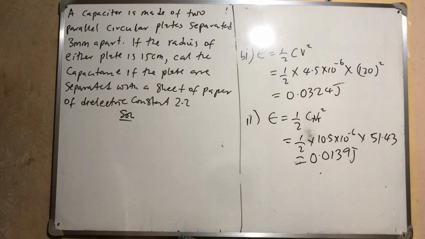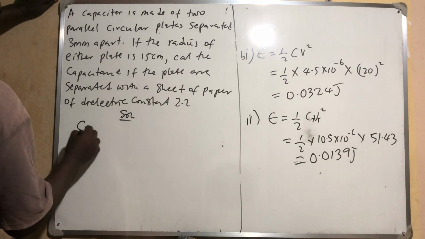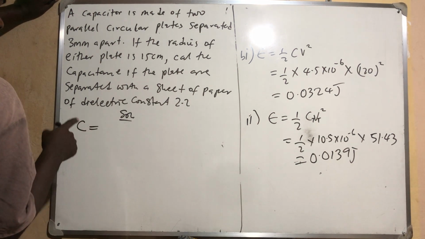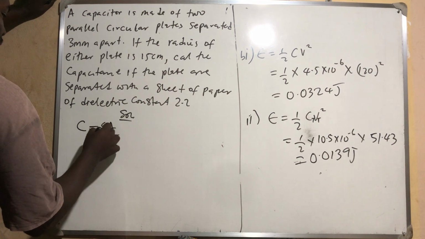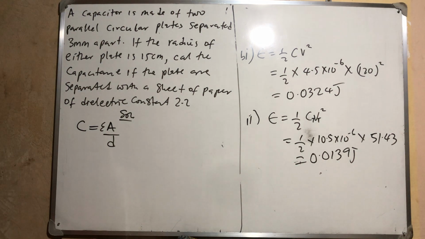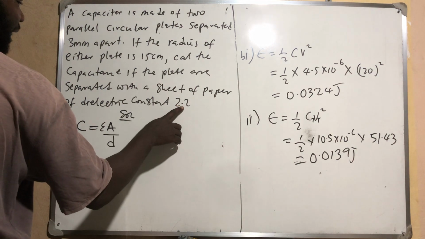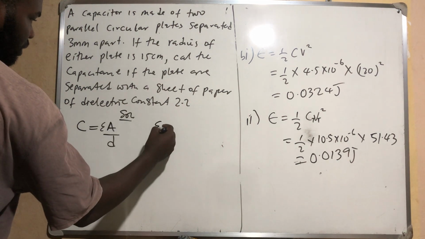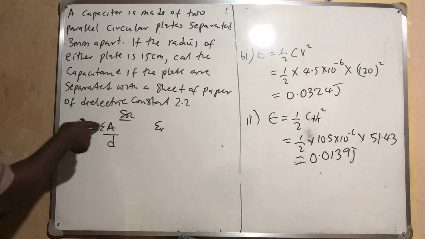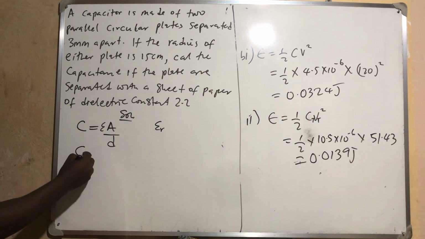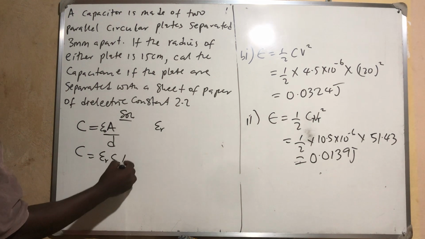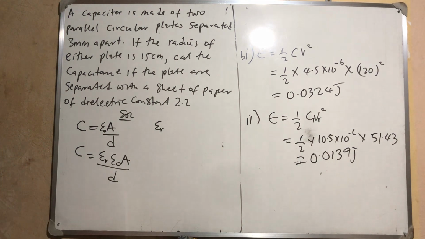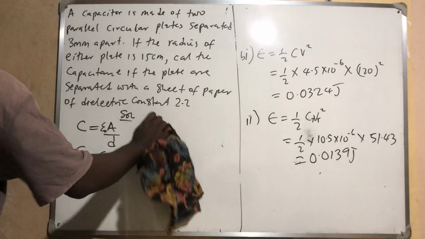First of all, don't forget that capacitance C is directly proportional to area and inversely proportional to the distance, where you have your epsilon as the constant. But I told you that whenever a dielectric constant is given, don't forget that the dielectric constant is epsilon R. So just attach it to this, so your C will now be epsilon R epsilon naught, then A all over D. Okay, so I told you that before.